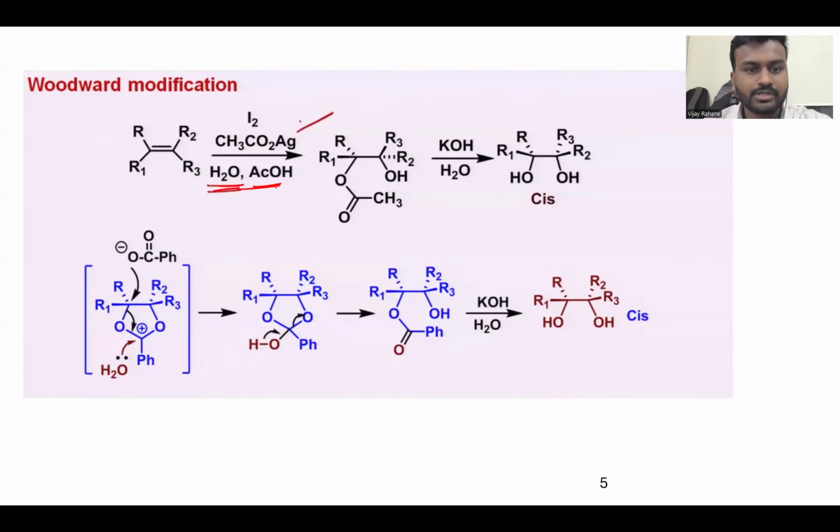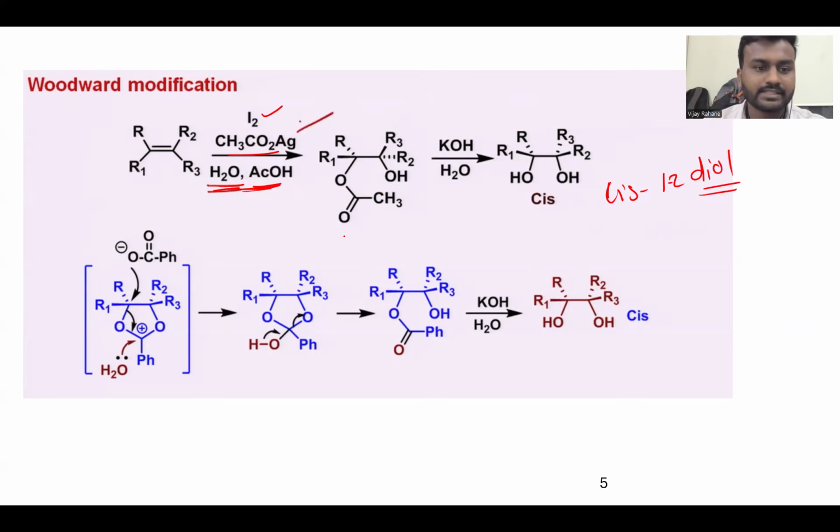But if you look at the Woodward modification of this reaction, in this one we add the silver salt, catalytic iodine is also there, but the solvent here is water. Initially, it was benzene. So what happens in this one? We get such an intermediate, and later we get the cis 1,2-diol as a product, right? Cis 1,2-diol as a major product.